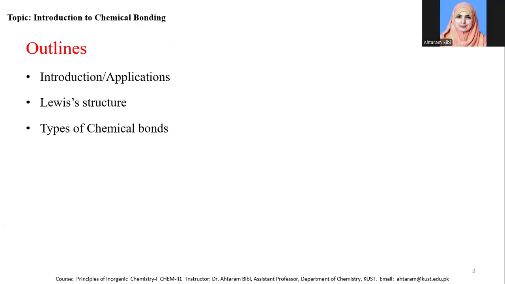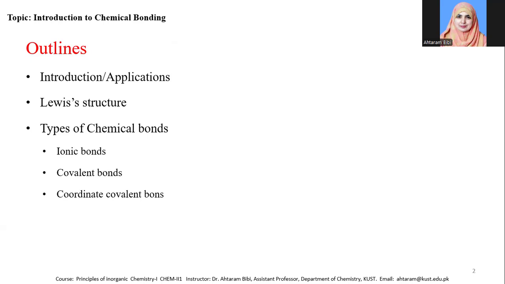Types of chemical bonding. We will discuss different types of chemical bonding. Ionic bonds, which are formed by the transfer of electrons. Then we will discuss the covalent bond, which is formed by the sharing of electrons. And the covalent bonds are of different types. Some are polar covalent bonds, some are non-polar covalent bonds, some are single covalent bonds, double covalent bonds, and triple covalent bonds. So we will discuss all these types of covalent bonds.